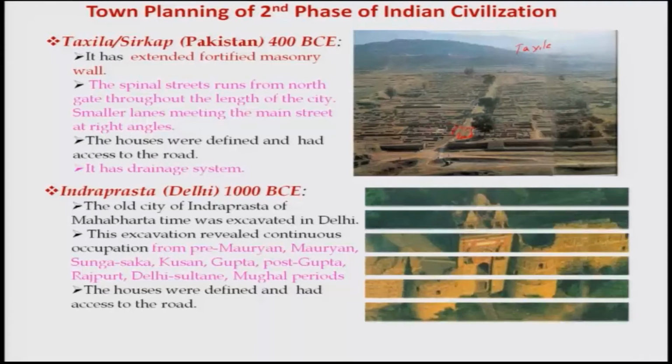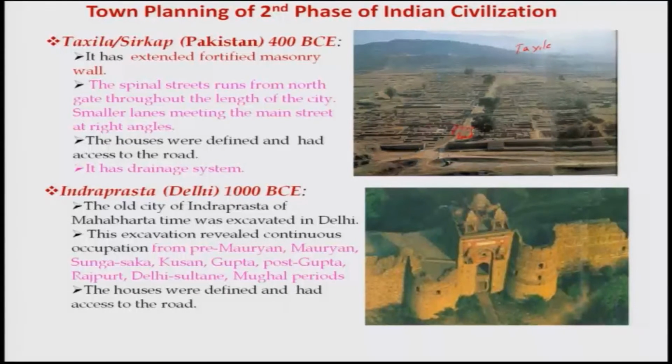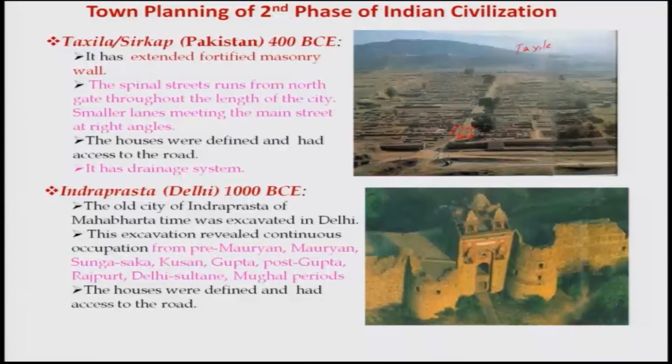And Indraprastha, of course, you will know well, is a very historic city, now known as Old Delhi, and which dates to around 1000 BC. Whenever we talk about Indraprastha, Mahabharata comes to our mind, because it is the Pandavas who built that Indraprastha according to our scripture. And this excavation revealed that Indraprastha in Delhi was occupied by several people like pre-Mauryan, Mauryan dynasty, Sunga, Saka, Kushan, Gupta, post-Gupta, Rajput, and even, of course, the Delhi Sultanate and Mughal periods.